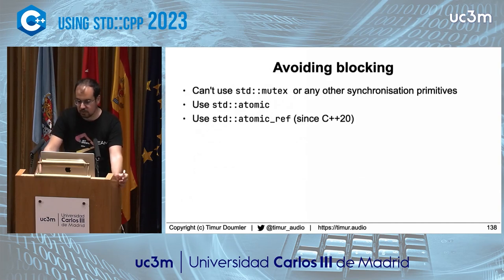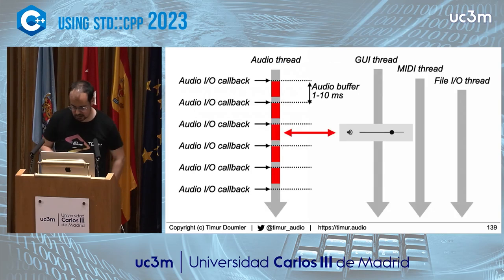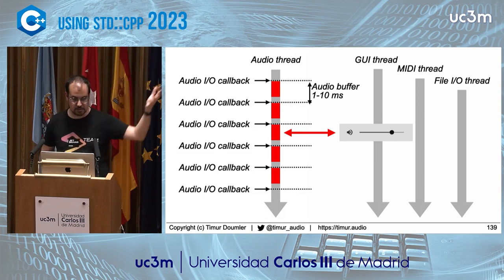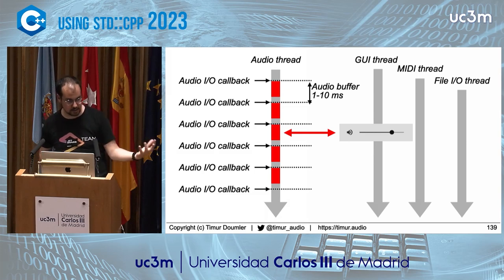You can't use the mutex or any of these other synchronization primitives that we have in the standard, none of them. You can only use std::atomic if you want to synchronize between threads. This is a classic problem. For example, you have a volume knob in your audio application, right? The volume knob changes the volume, so the number changes. You need to let the audio thread know that the number has changed. How do you do that? Well, you can stick it into a std::atomic if it's a single number.